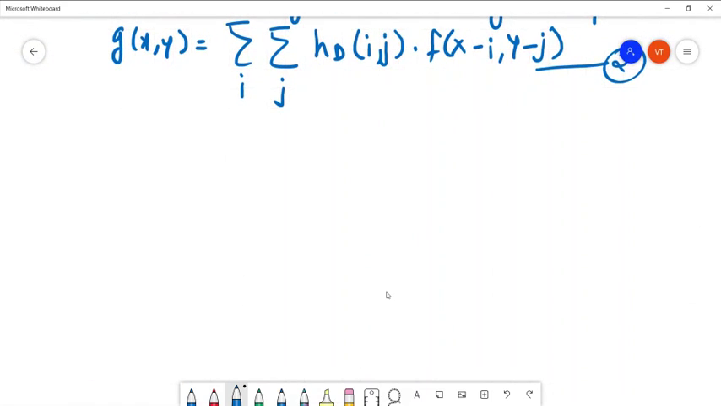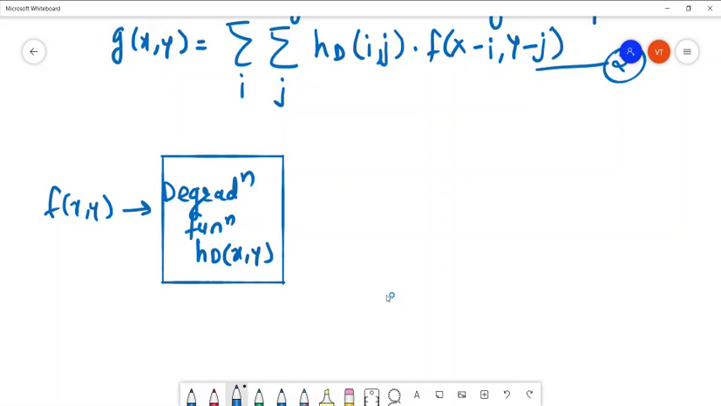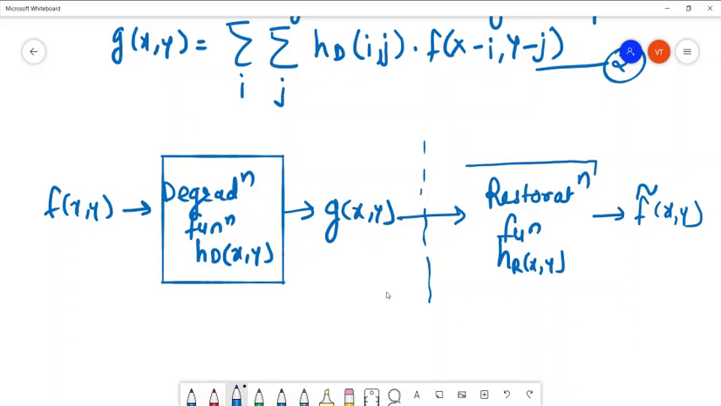So the same thing is represented by this block diagram: f of xy goes through the degradation function hd of x comma y, and you will get g of xy, which is the degraded image, and then we are applying some restoration function hr of xy to get f tilde, which is near to f of xy.